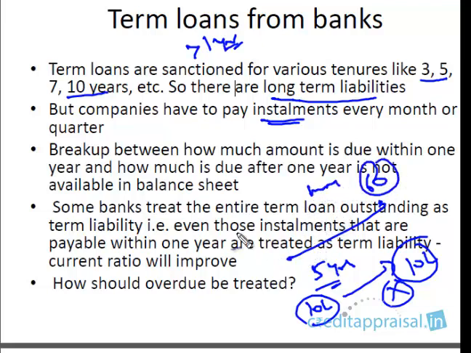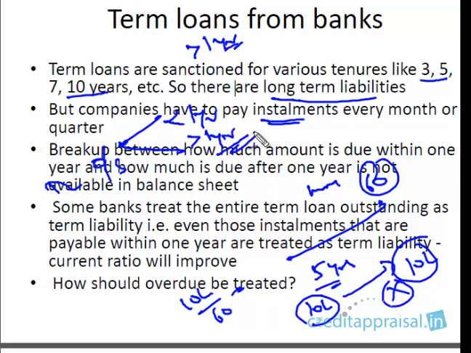So 60 installments, 10 lakhs by 60. Whatever is the amount, you pay every month. Or they can stipulate quarterly. If it is quarterly, 5 into 4, 20 quarters. So some repayment they will stipulate. So you have to understand that out of the term loan outstanding, some portion will be due within 1 year, right? Some installments, right? And some installments will be due beyond 1 year.